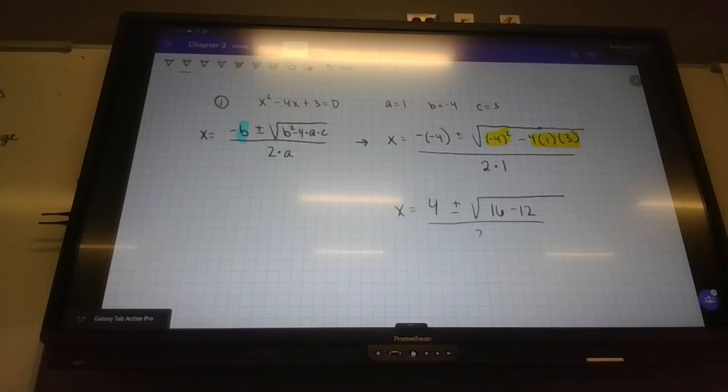I think some people do. I think like 10% of all these students will have it memorized walking in here. There's lots of songs about the quadratic formula.